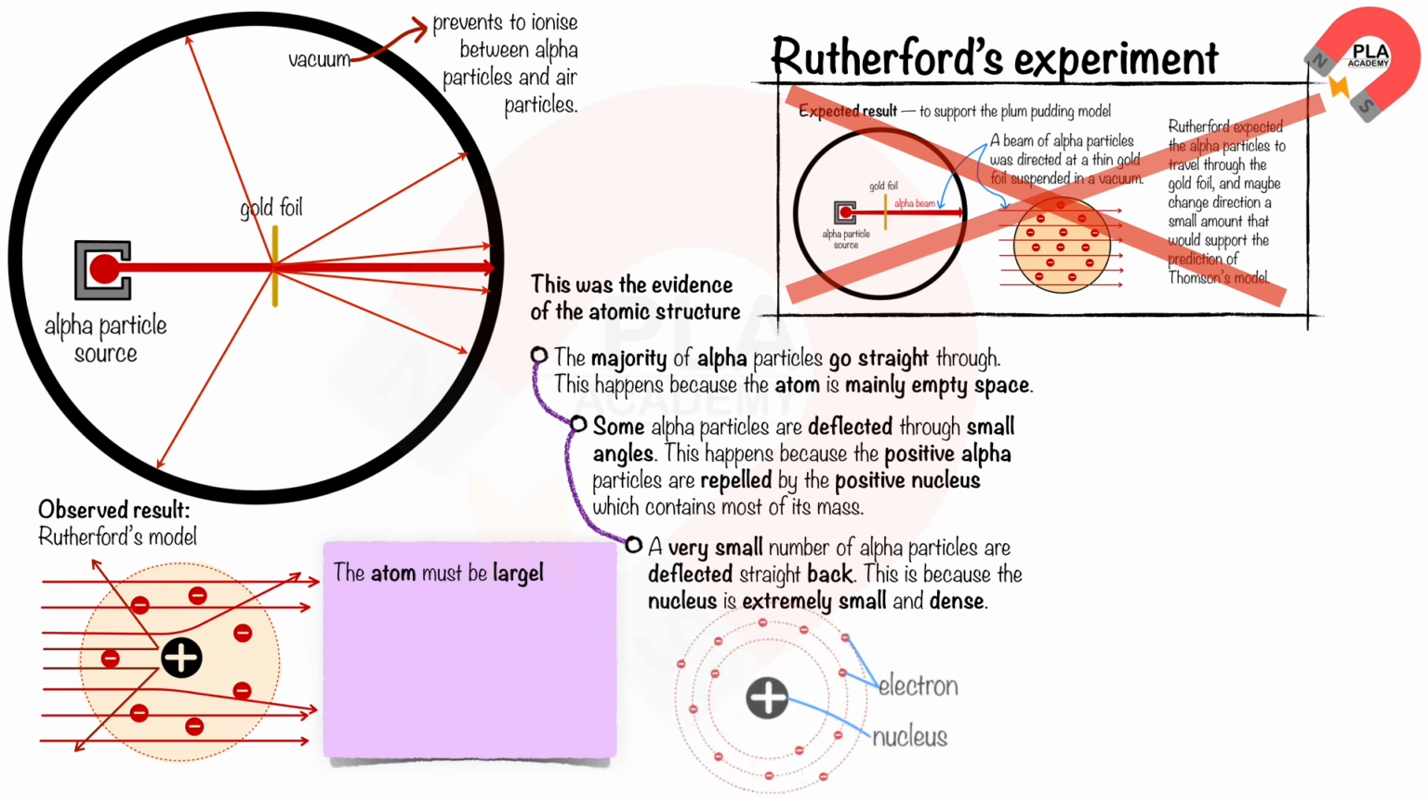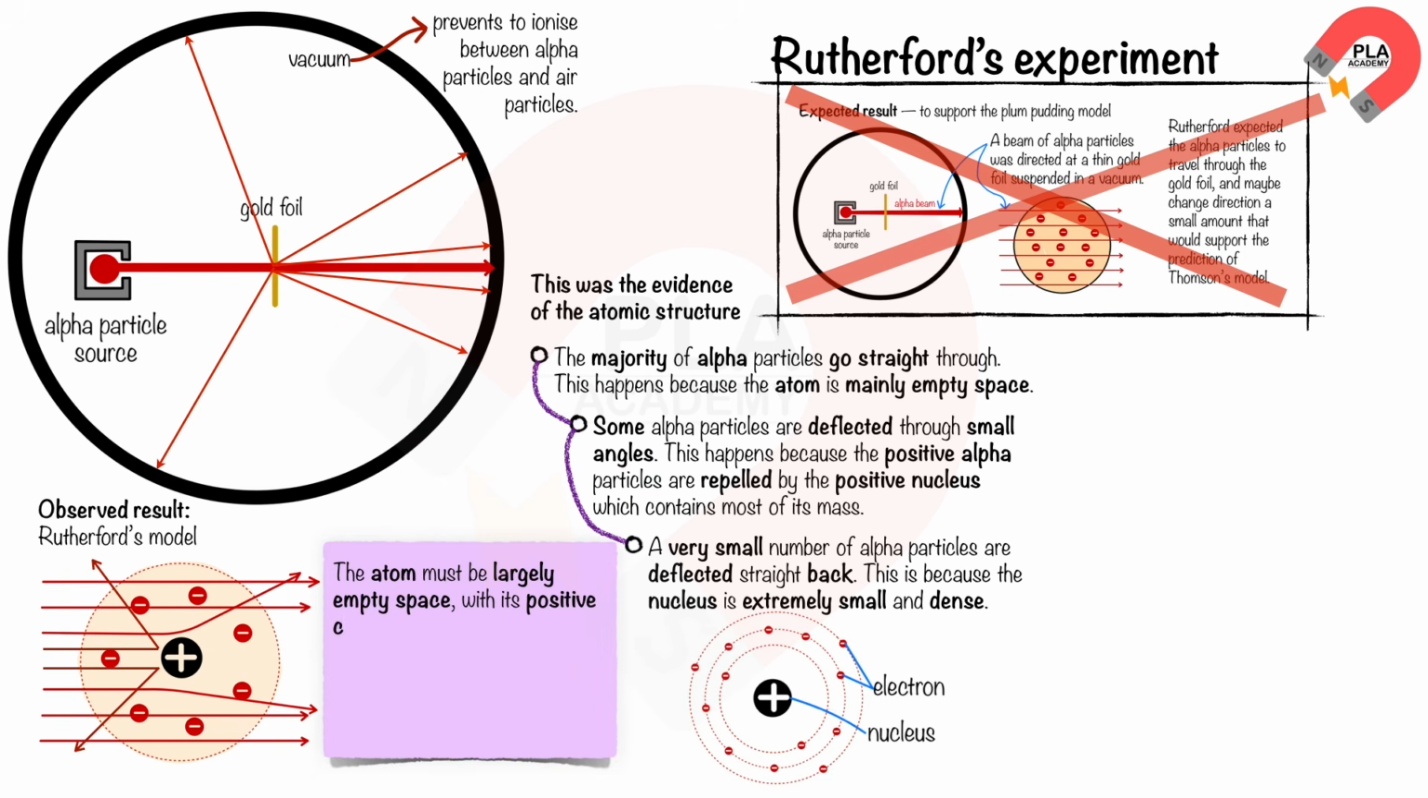From Rutherford's model it can be concluded that the atom must be largely empty space, with its positive charge, and most of its mass concentrated in a tiny nucleus at the center, and the much lighter electrons orbited the nucleus.